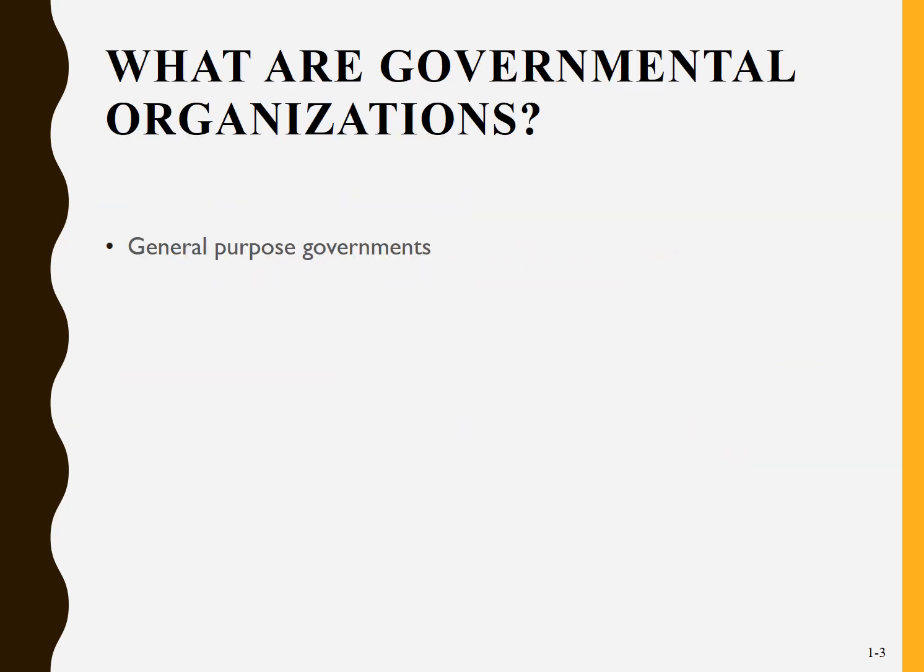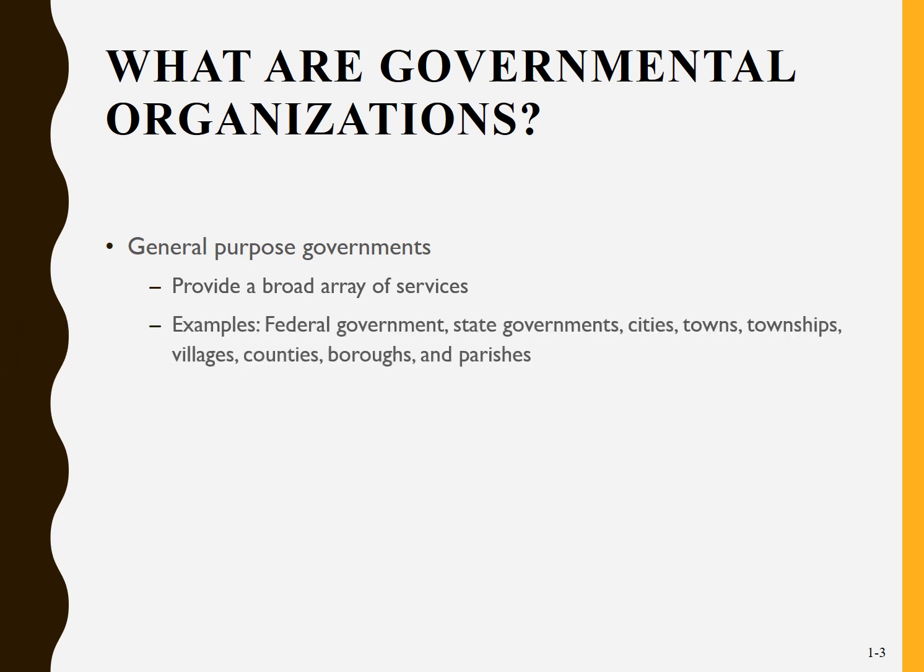First, let's talk about what governmental organizations are. There are a couple of types. There are general purpose governments. These are entities that provide a broad array of services. There's the federal government, the state government, the state of Alabama, the city of Birmingham, all types of comprehensive entities that cover a lot of services for a given geographic location.